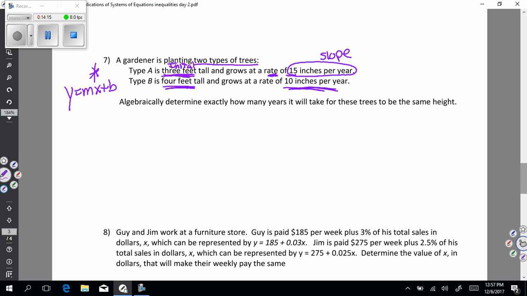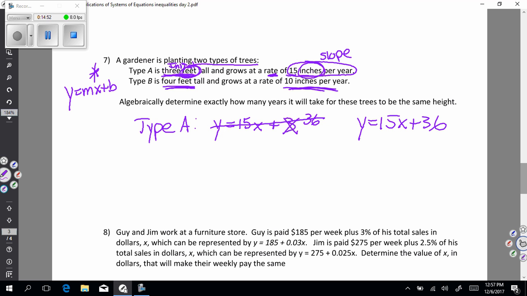So a common mistake for this is, for type A, a lot of people want to write y equals 15x plus 3. But oh no, this is not a plus 3. This says feet, and this says inches. I can't have 2 different units in the same equation. So 3 feet is the same thing as 36 inches. So really, I'm using y equals 15x plus 36 for type A.